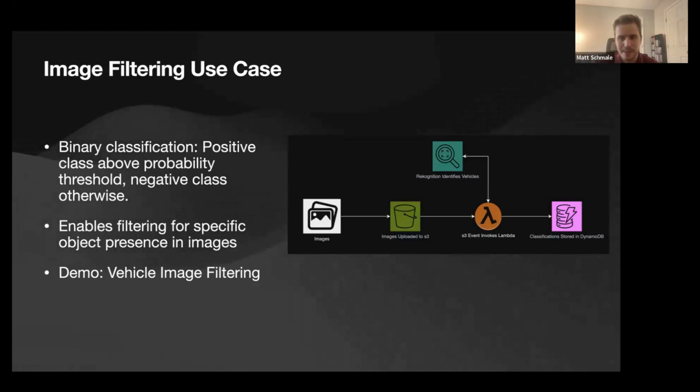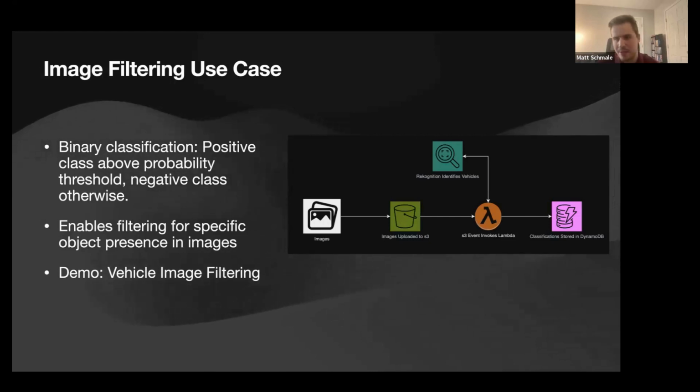But how this use case would work practically is you have images, you would upload these images to an S3 bucket, and a Lambda function would be triggered, and the Lambda function would send these images off to Rekognition. Rekognition would return the results to Lambda. And from the probability threshold that you discovered through your analysis, you can make that classification and log your results into DynamoDB.